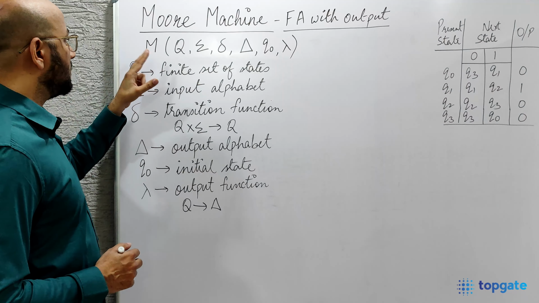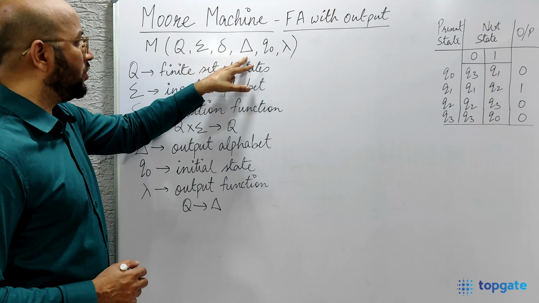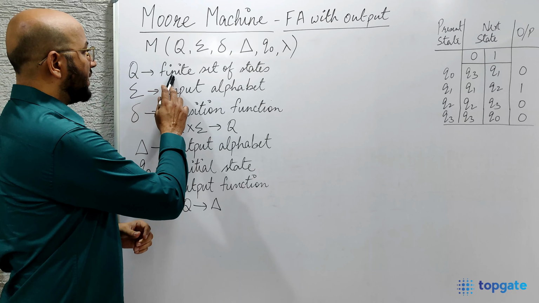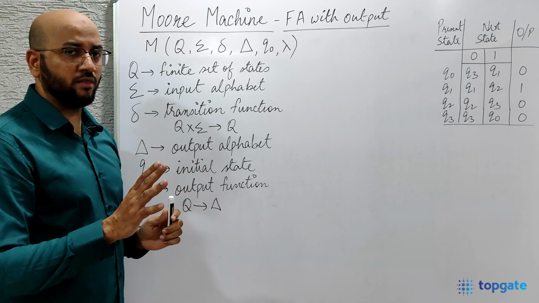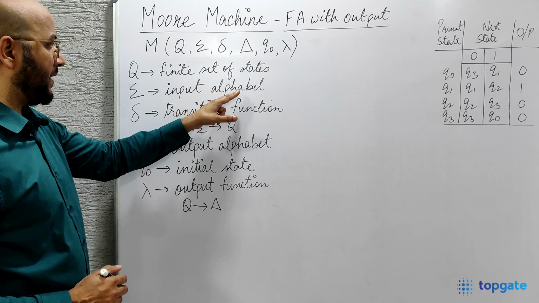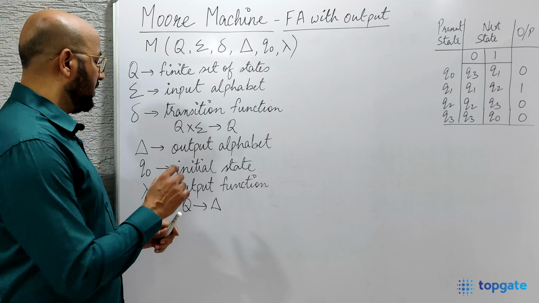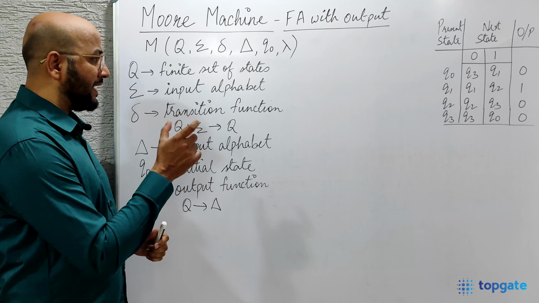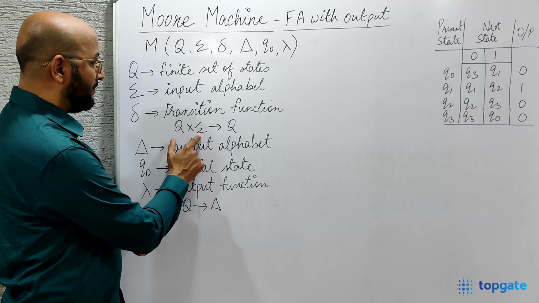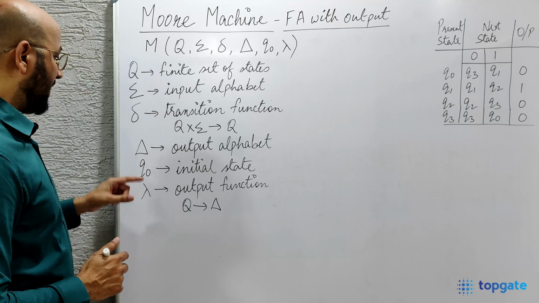Okay, so in Moore machine, we have 6 tuples, namely Q, sigma, delta, full delta, Q naught, and lambda. First one is Q, that is finite set of states. It was also there in the case of NFA and the DFA. Then the second one is sigma, that is the input alphabet. Again, it was there in the NFA and the DFA. Third one is a transition function. Since I told you that this Moore machine works like a DFA, it is the same as the DFA only. That is, if you apply any input alphabet to any state, you will move on to a single state only. Clear?